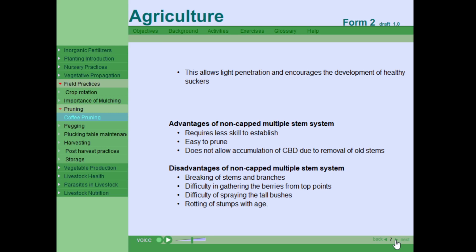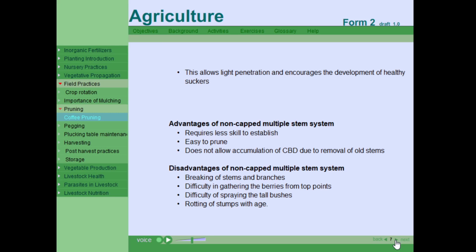Annual pruning in multiple stem pruning. Laterals that have borne 2 crops are removed. Also removed are those that are too close, dry or broken, or any other undesirable characteristics. Done after 4 to 6 years.